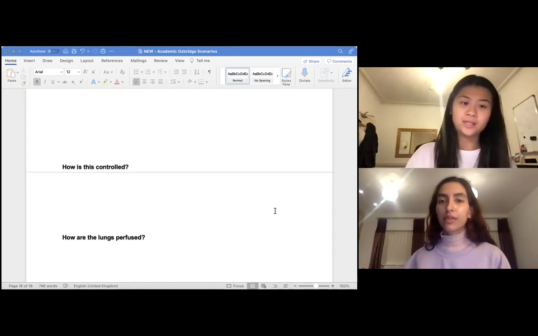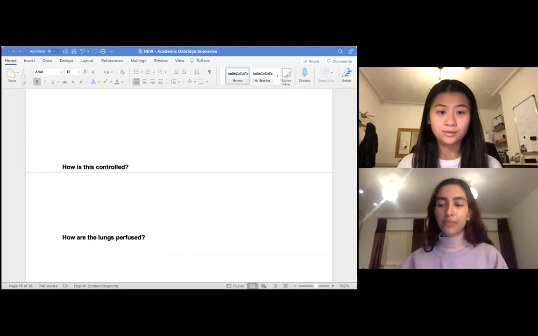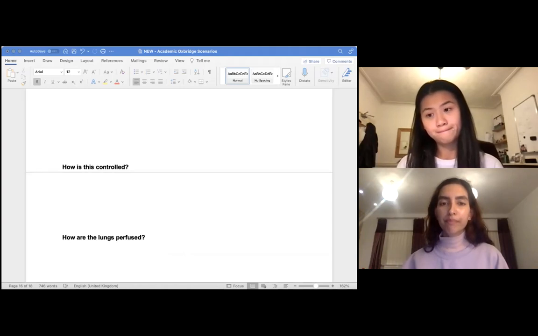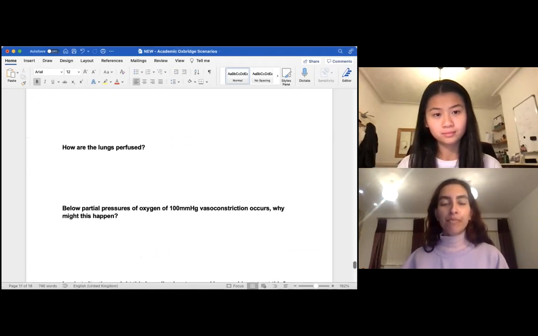So the blood enters the circulation through the right ventricle, and then the pulmonary arteries will divide and form a capillary network which drains into pulmonary veins and from there the left side of the heart. Okay. Below partial pressures of oxygen of 100 millimeters mercury, vasoconstriction occurs.